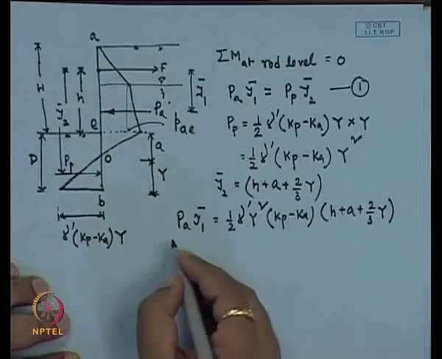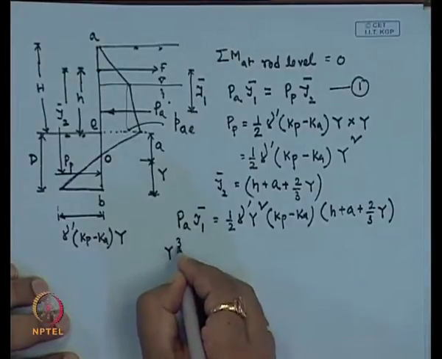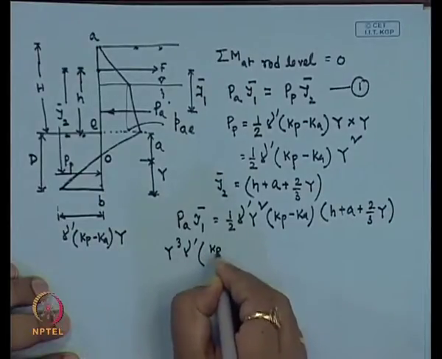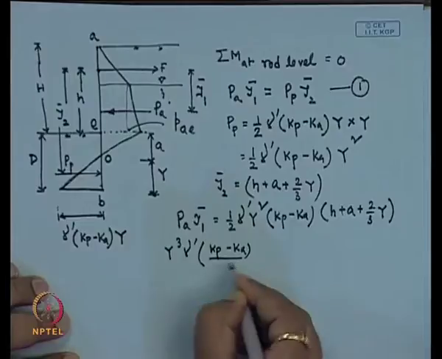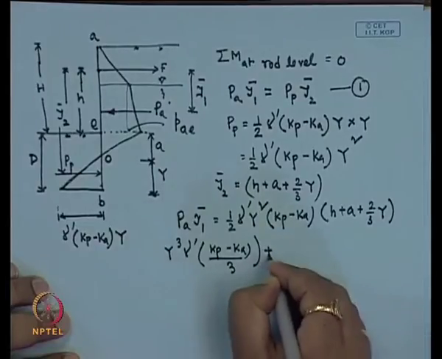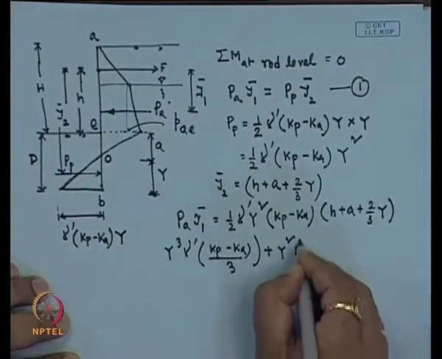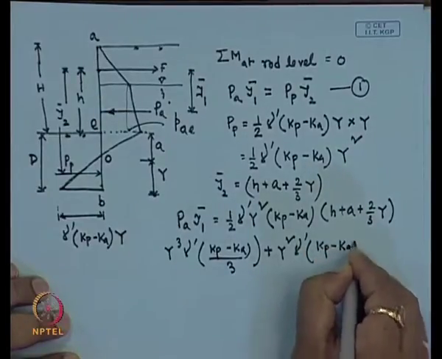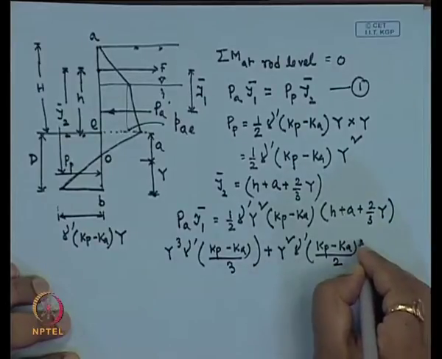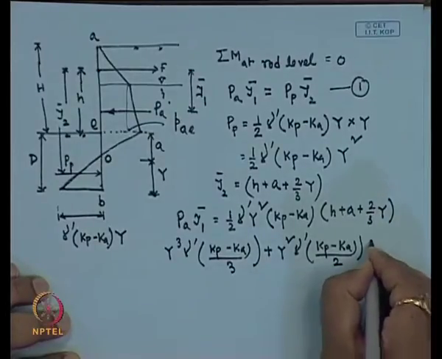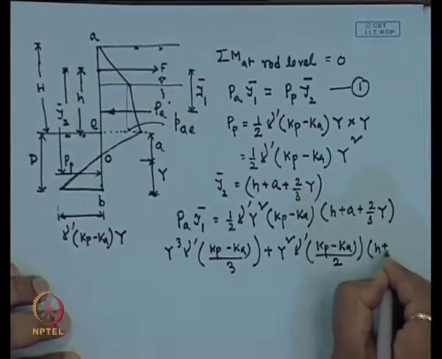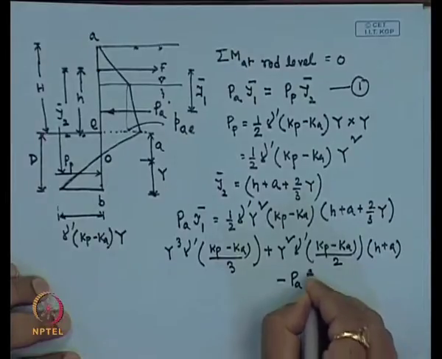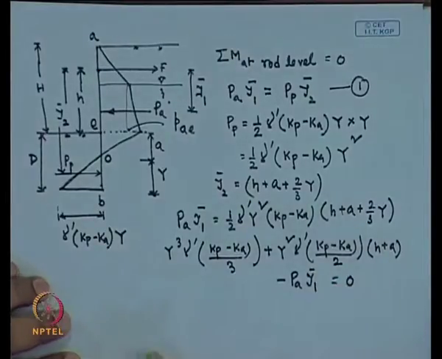So, further if I simplify these things, we will get capital Y cube gamma dash K P minus K A divided by 3 plus Y square gamma dash K P minus K A divided by 2, into H plus A minus P A into Y 1 bar, that is equal to 0.